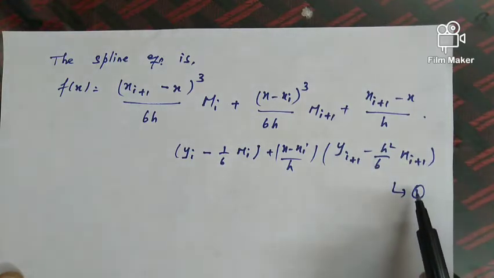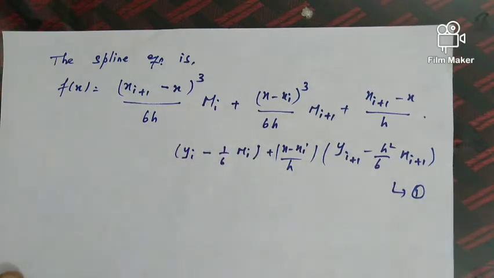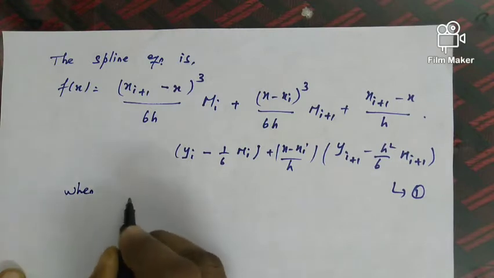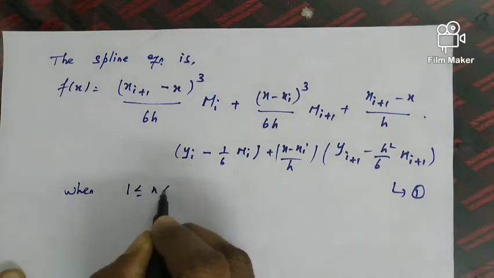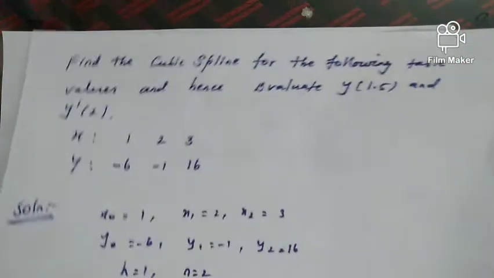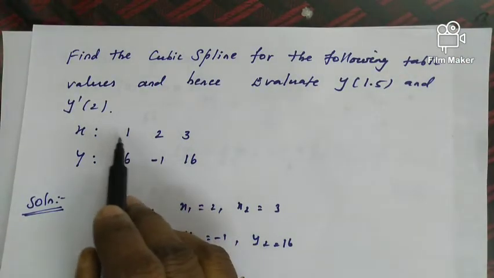We can call this equation 1. So this is the spline equation. In this one only we are going to take the first interval. What is the first interval? When 1 less than or equal to x less than or equal to 2. This is the given x data; we have the x values 1, 2, 3. This is the first interval.